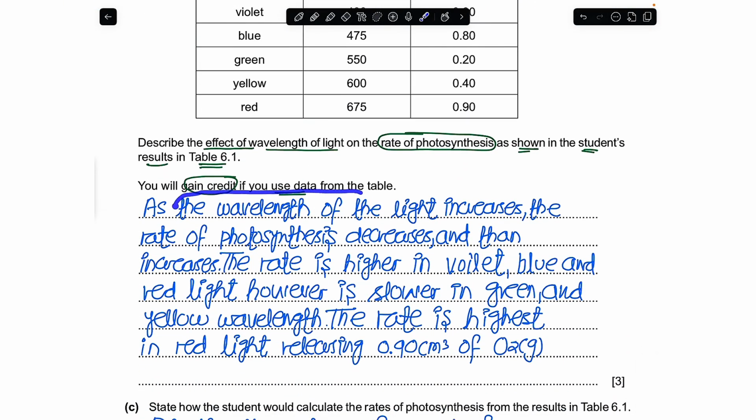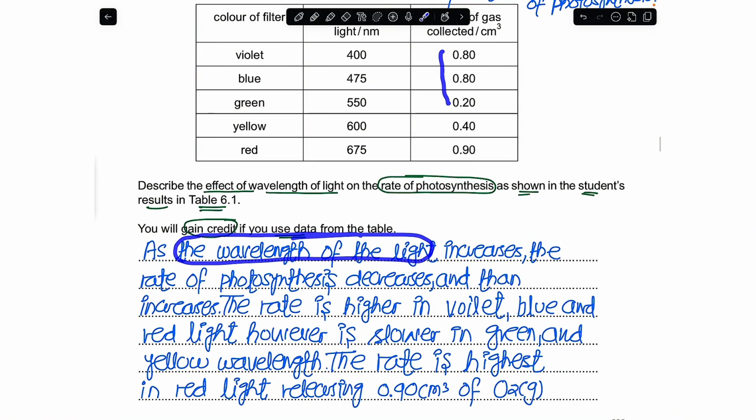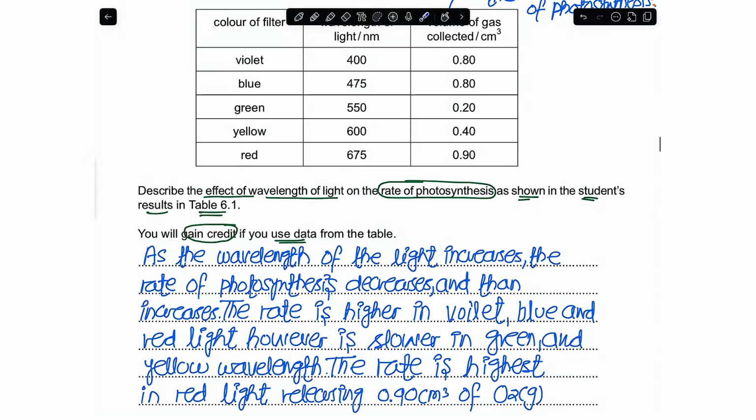And I have written the first general point, that as the wavelength of the light increases, the rate of photosynthesis decreases and then increases. This is one general point. And then I would say that the rate of photosynthesis is higher in the violet, the blue and the red. And then the rate of photosynthesis would be slower where? When the filter was green and when the filter was yellow.